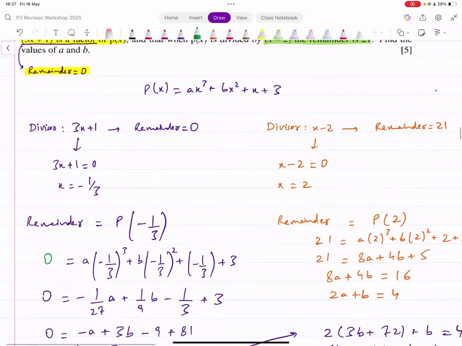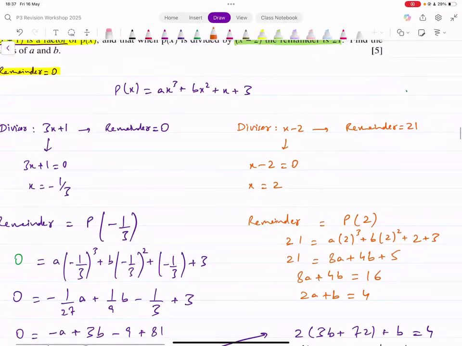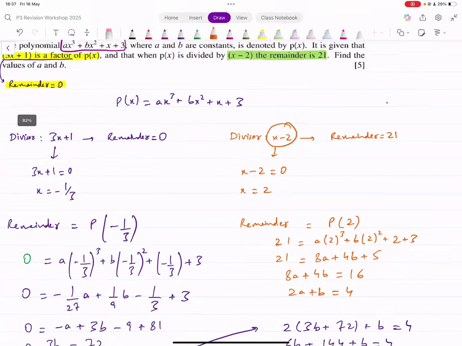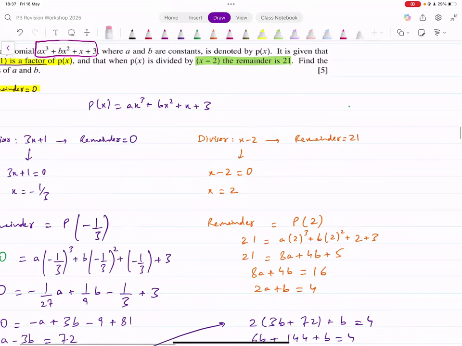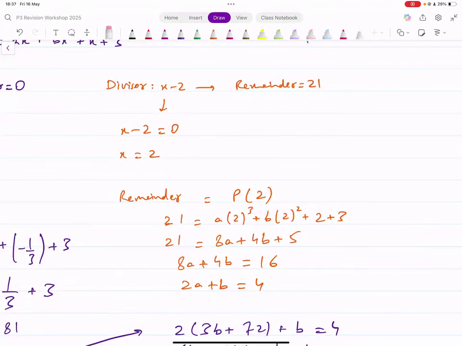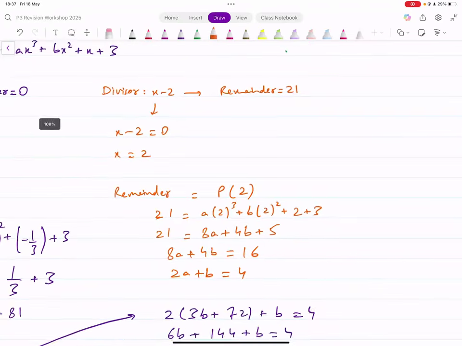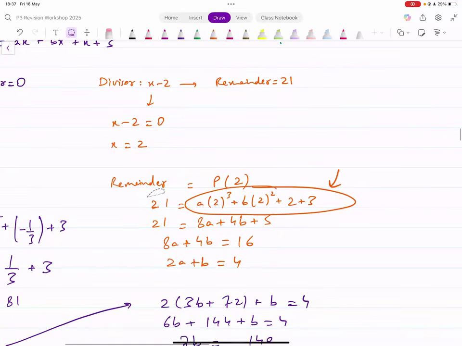Okay. Similarly, in the second case, the divisor is x minus 2. For finding the value of x that you want to input in that polynomial, you always put this equal to 0. In this case, the remainder is 21, but you don't put this equal to 21. The value of x that you input in the polynomial will come when you put that divisor equal to 0. So you say x equals 2 in this case. You input that in that polynomial, that gives you the remainder, and this remainder was given to be 21. So you equate it to 21. That gives you another equation.